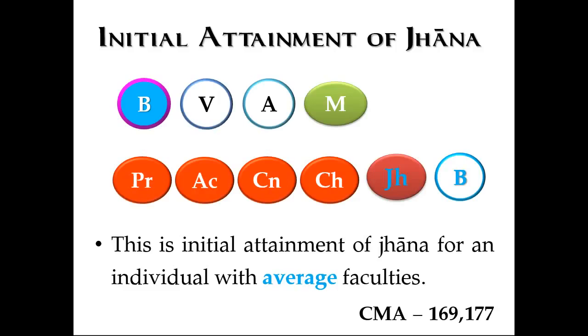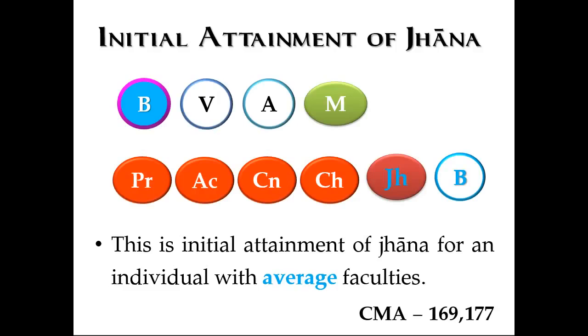Then after that, only 1 jhana citta arises. Then after that, it falls back to the normal bhavanga, right? That means you are trying to practice to attain jhana, but you cannot sustain or hold on to it. It falls back to the normal bhavanga. To attain jhana, you have to practice again.